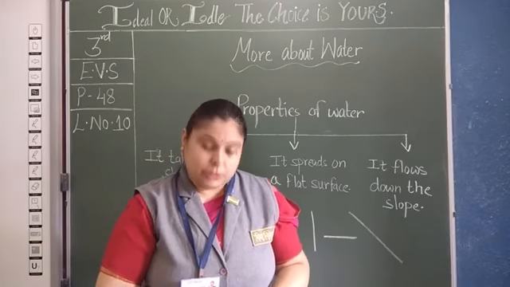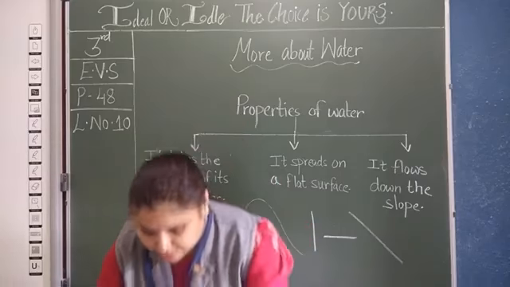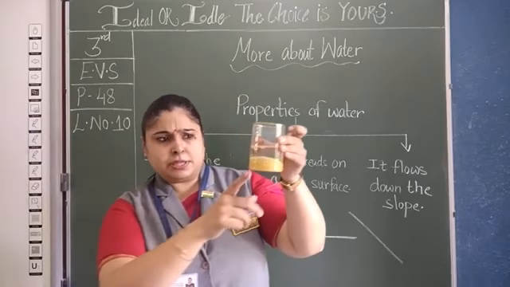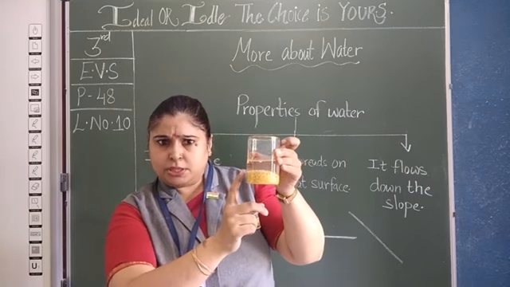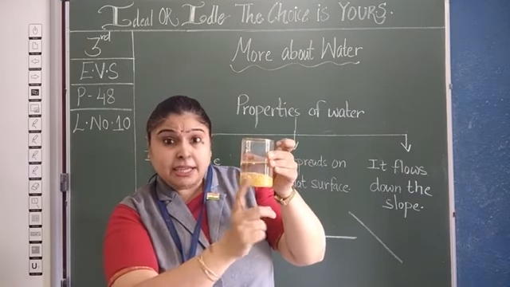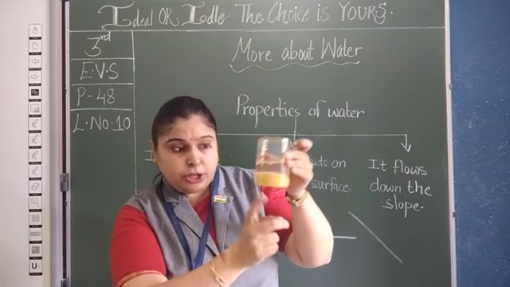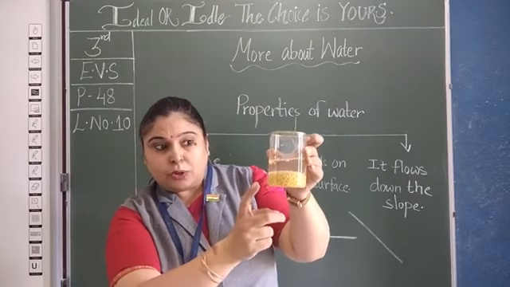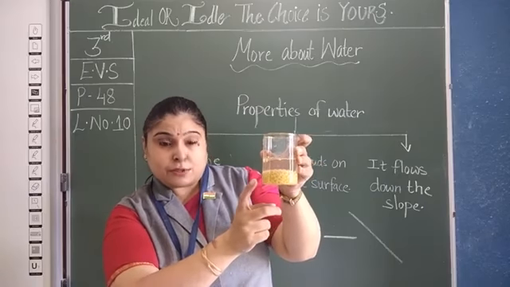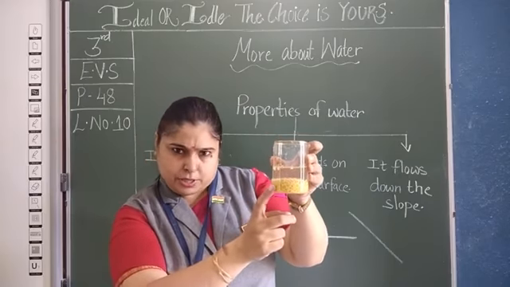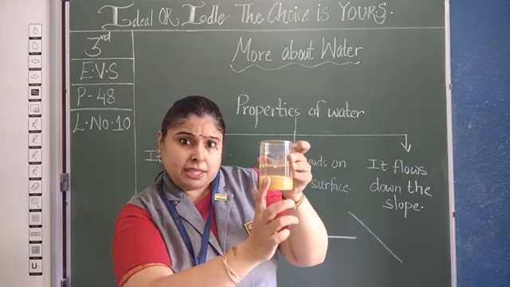Now see here, are you able to see what is in the glass? Are you able to see? Because this water is transparent. It is clean and clear water. You are able to see what is at the bottom. I have put some pulses in it. Clear? I have soaked some pulses in it. You are able to see them. It is clean and clear water.